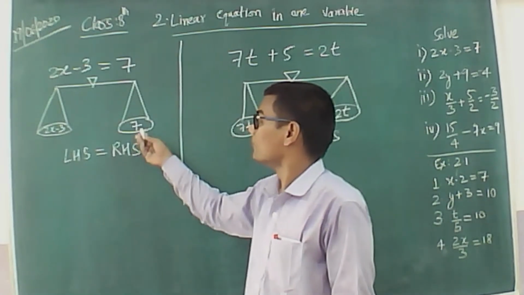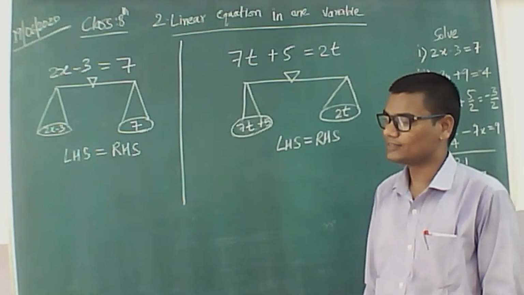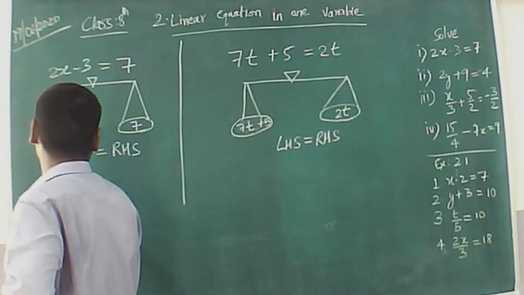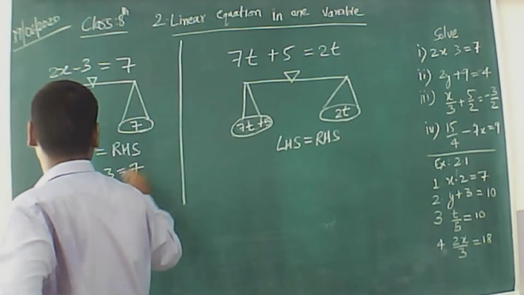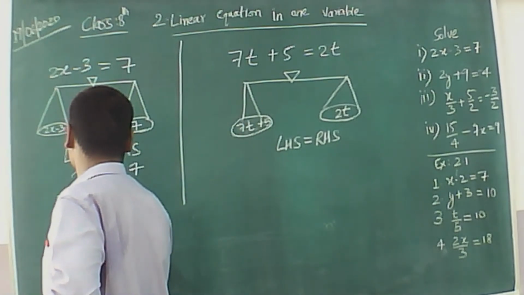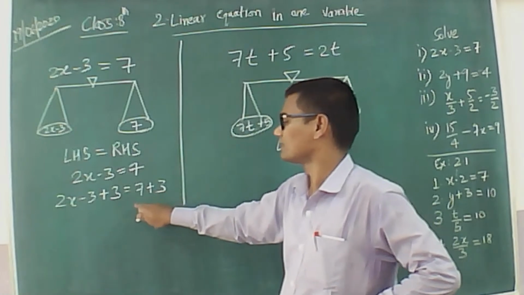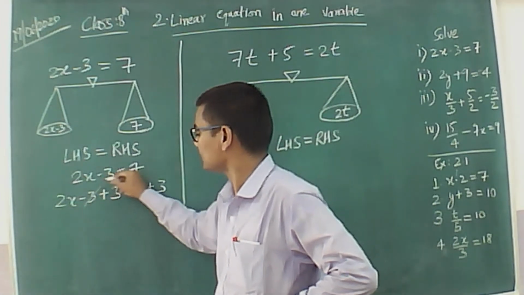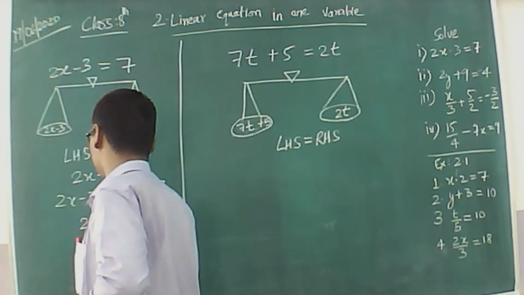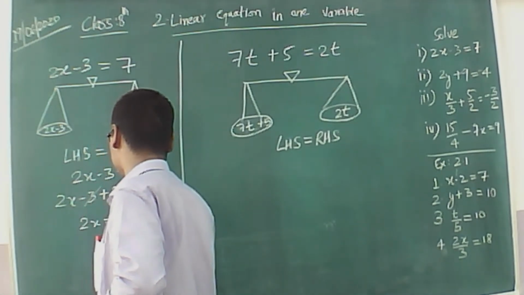Next step is we will do basic operations, the same operations, on both the sides. So for example, here I am going to add 3 on both the sides. I added 3 on both the sides. Now this minus 3 and plus 3 will get cancelled. It will become 0 and 7 plus 3 will become 10. So 2x plus 0, no need of writing 0, 2x is 10.